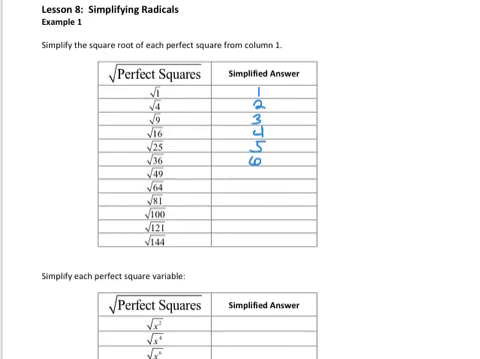So you understand that perfect squares, when you take their square root, result in an integer value. So we have to be good at recognizing our perfect squares. These are the square roots of perfect squares from 1 to 12. And then we're also going to look at what it's like to have a variable that's a perfect square.